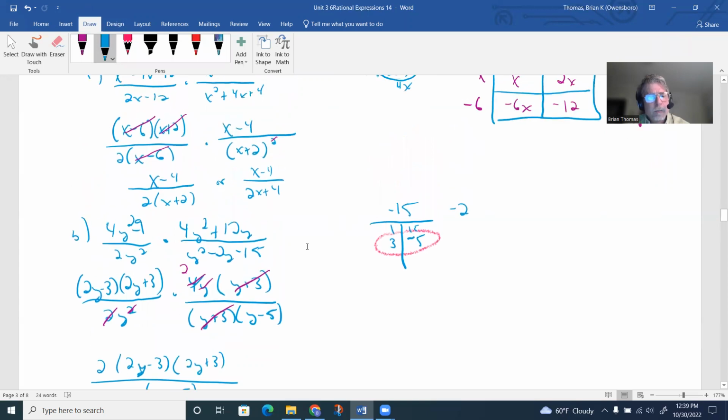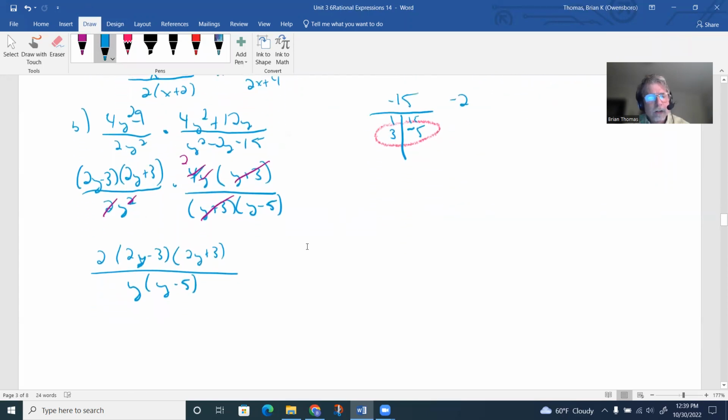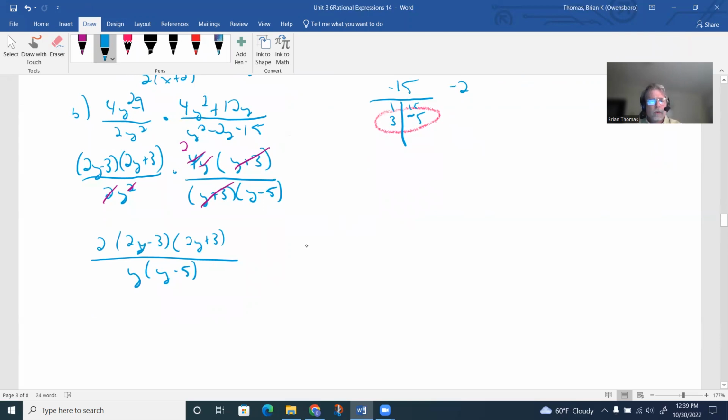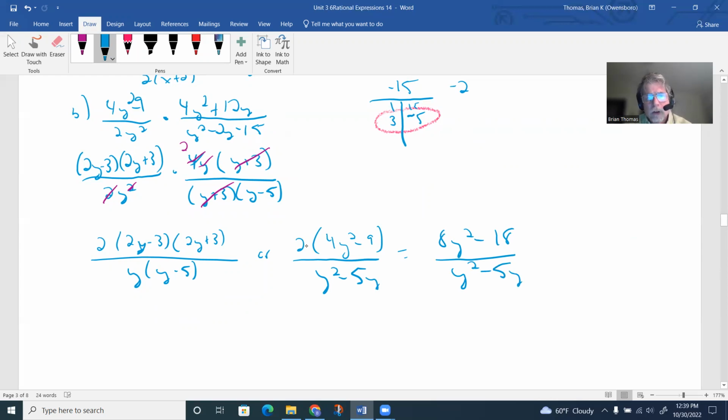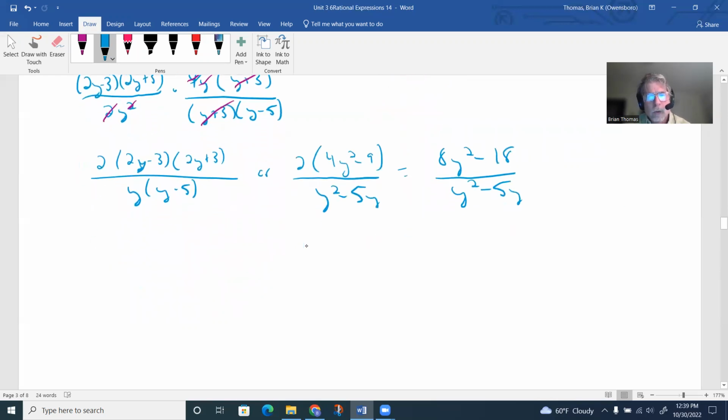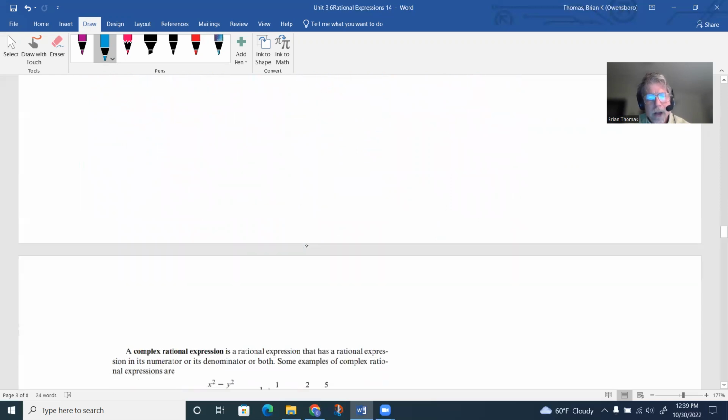If I put it in expanded form, notice that 2y minus 3 times 2y plus 3 is that difference in squares. That's going to go back to the original form. That's going to be 2 times then 4y squared minus 9. On the bottom, if I multiply the y through, that's going to be y squared minus 5y. And then if I want to multiply the 2 through, that's going to give me 8y squared minus 18 over then y squared minus 5y. That would be the expanded form. So either one of those are what we're looking for, factored form or expanded form. Just have to pay attention in my lab which one they want.